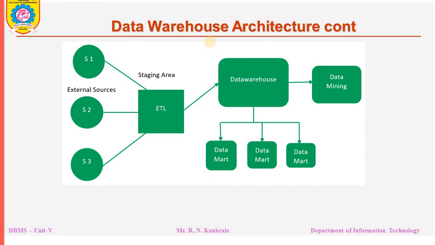Here the data warehouse architecture diagram is given, which is the top-down approach. Initially S1, S2, S3 are the external sources, but the control on these sources is always with the organization. Nobody other than the organization has control. The external sources and the data warehouse all belong to the one organization that is going to use this data warehouse. The staging area involves the extraction, transformation, and loading tools, and data gets transformed into the data warehouse.